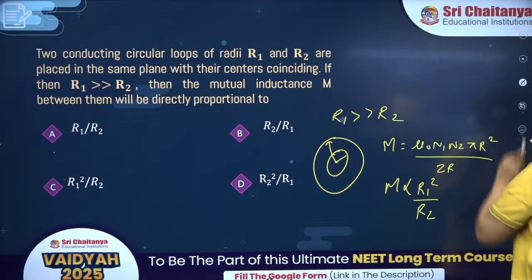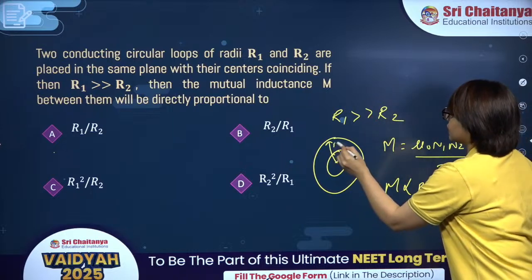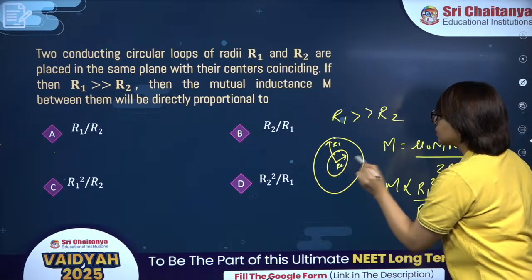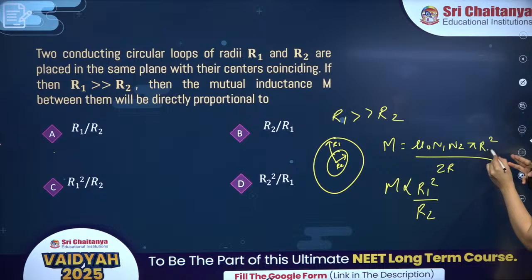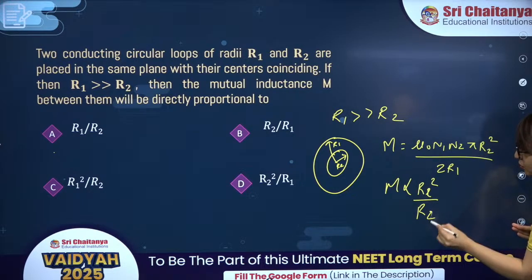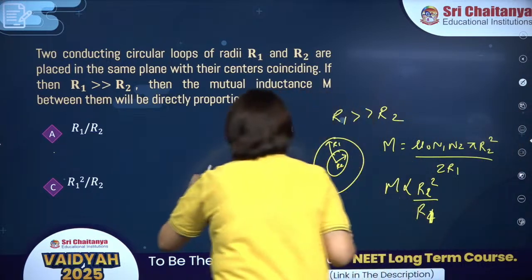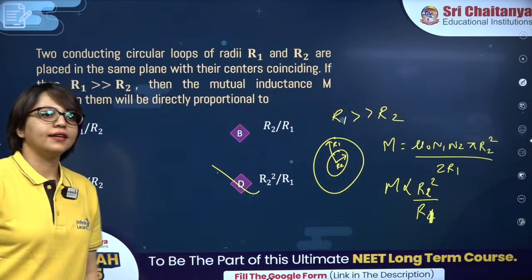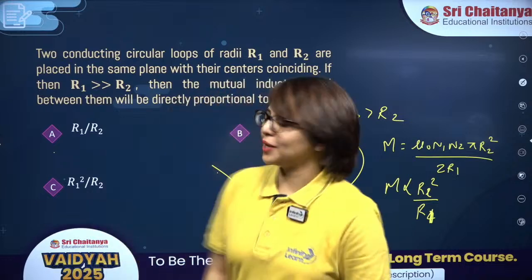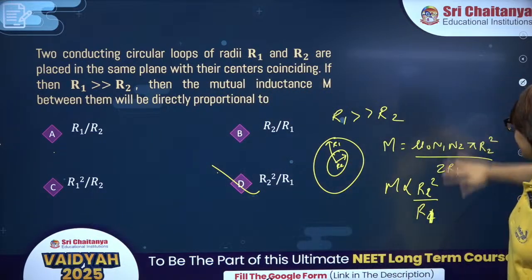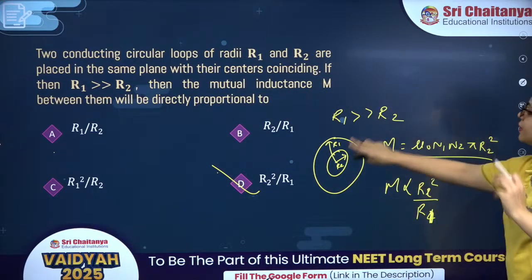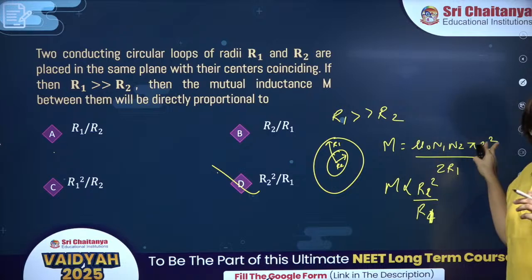Just a second. R1 is the bigger radius as per the question and R2 is the smaller radius. So it will be pi R2 square divided by 2R1. So it will be directly proportional to R2 square divided by R1, which is option D. Okay? That's how it can be done. Please remember this formula directly. R1 is the bigger radius, R2 is the smaller radius.